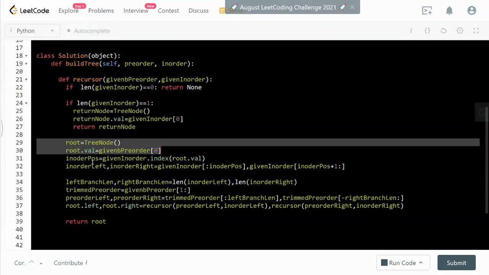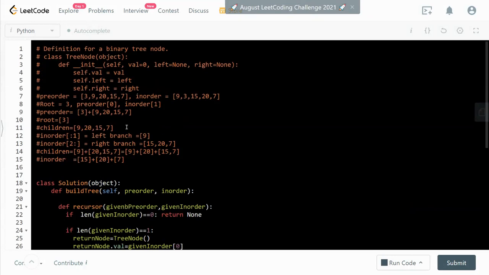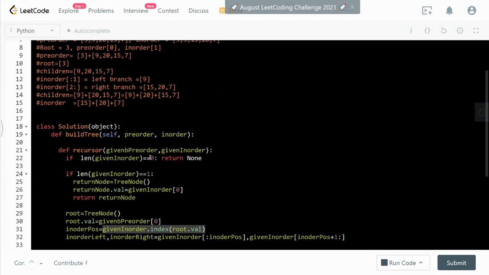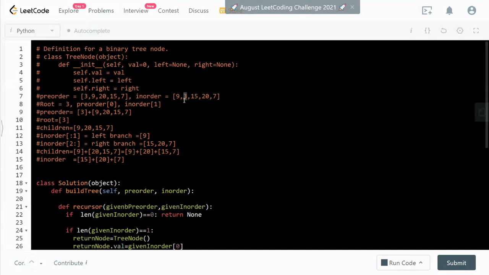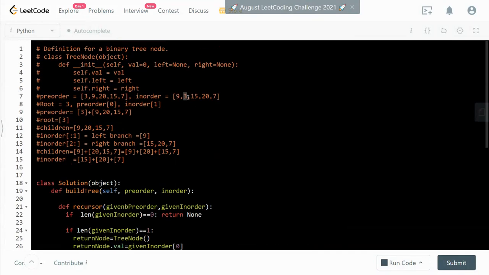And then we need to find a position between the in-order. So when we go back to the example, the position for in-order will be like here. And then we know the left branch and the right branch, the length in particular. I will walk you through why we need the length. So we find this. This is going to be the in-order position. So the in-order position is equal to here, right?